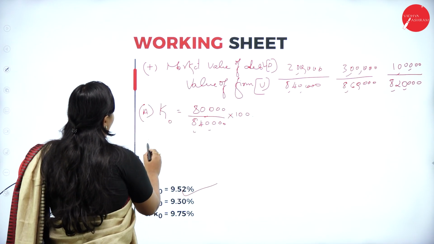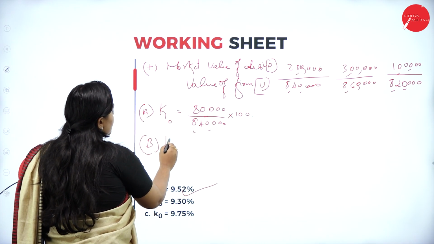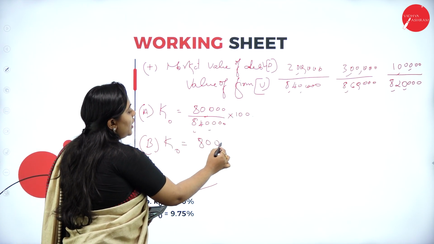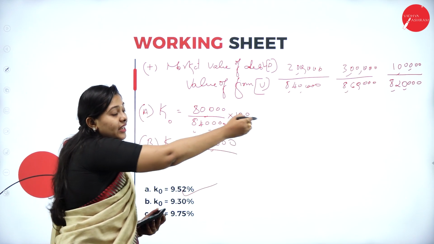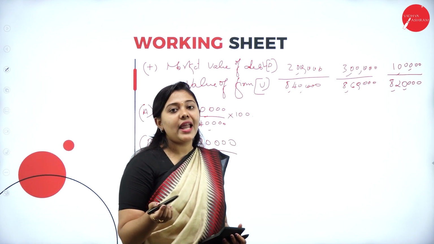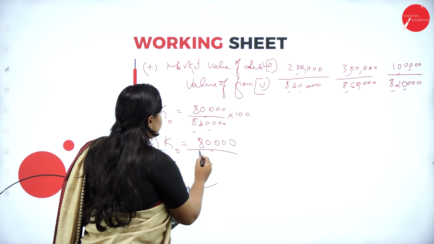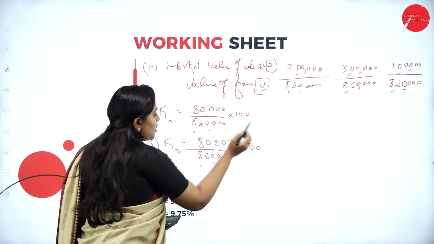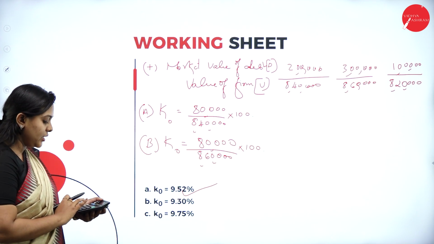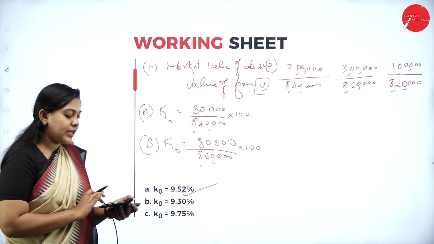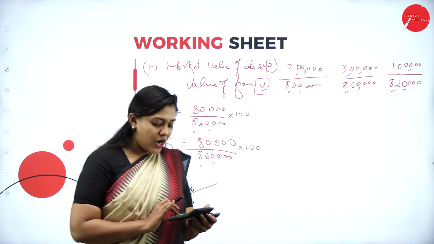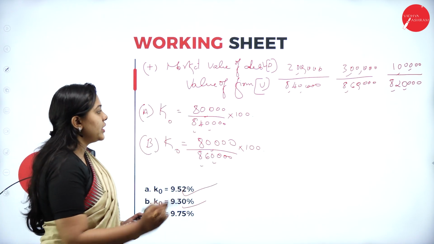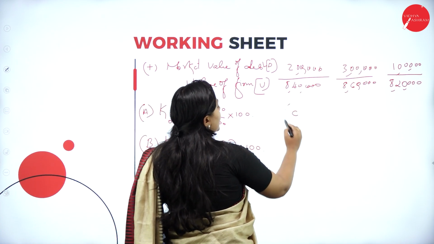Now let us calculate for your case B. That is your overall capitalization rate. For case B, EBIT is 80,000 and your value of the firm is how much? 8,60,000 into 100. How much you get? 80,000 divided by 8,60,000 into 100, you will get 9.30%.